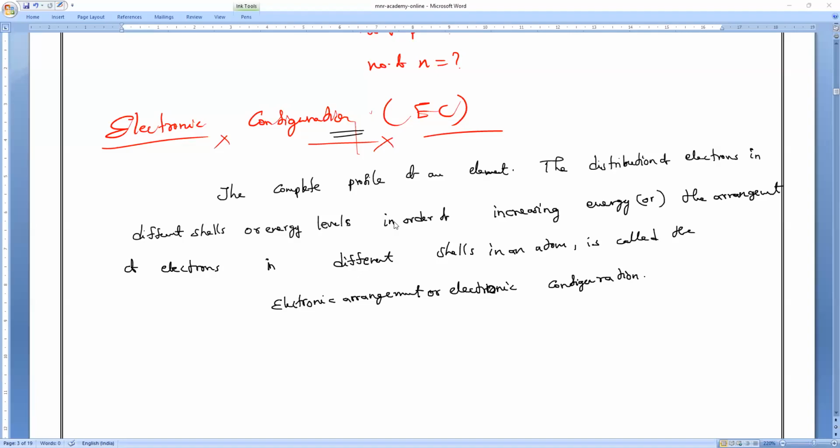We already studied three atomic models. What are the first three atomic models we have studied? First one is J.J. Thomson model. Second one is the Rutherford atomic model. And what is the third one, everybody? Bohr's atomic model.